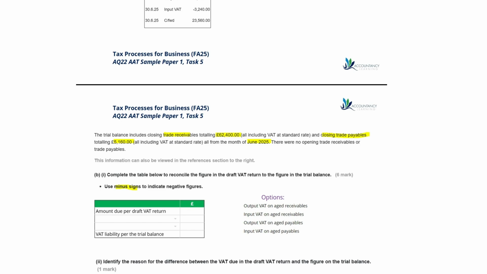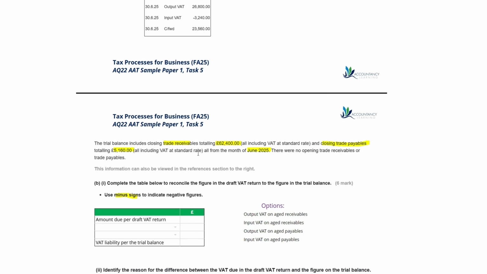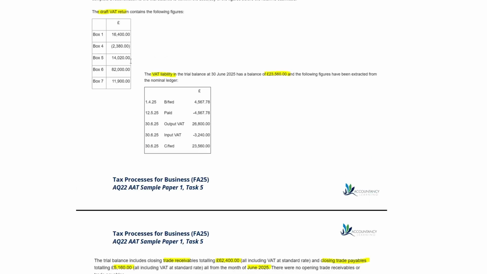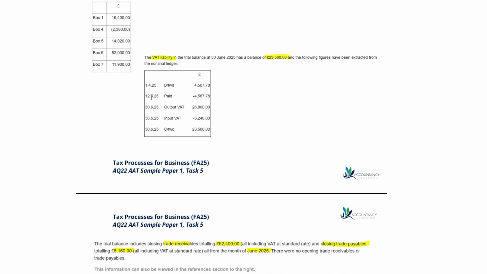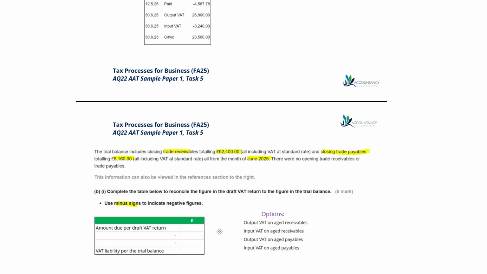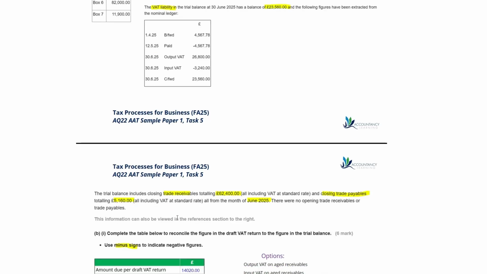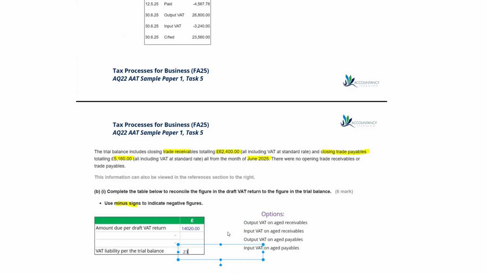So first of all, let's put in the two figures that we do know. So the amount due per the draft VAT return is going to be the figure that's in box 5. So box 5 tells us what is due. So we have 14,020. And we know that the VAT liability on the trial balance is 23,560. So these are the two figures that we are trying to reconcile.